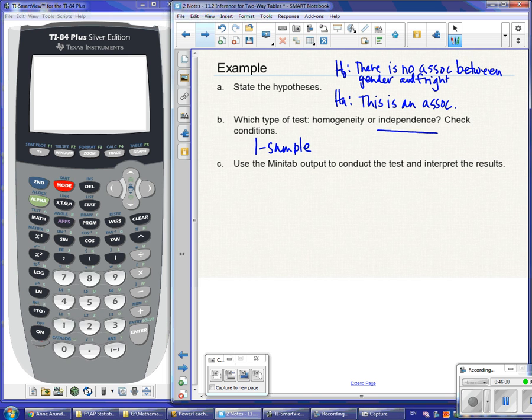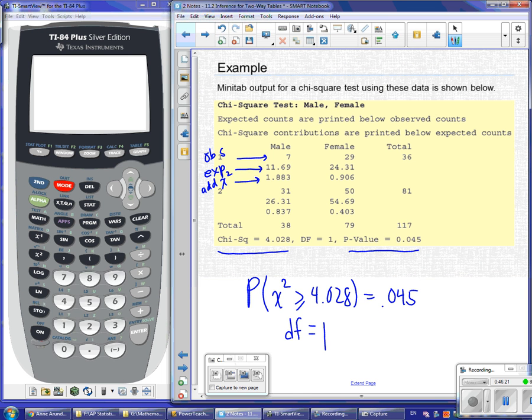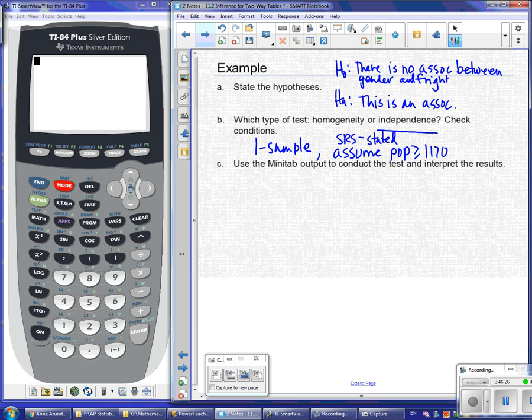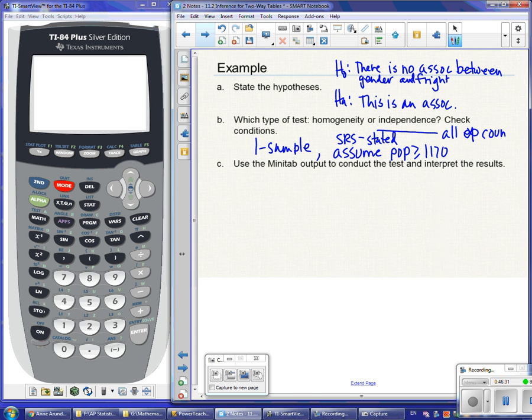So the conditions would be that we had SRS, that was stated. We need to make sure that the population has at least 10 times 117, so we'll have to assume that. And then lastly, we need to make sure that all of our expected counts are greater than or equal to 5. So if I look at my expected counts, they are all greater than or equal to 5. So all the conditions are met.